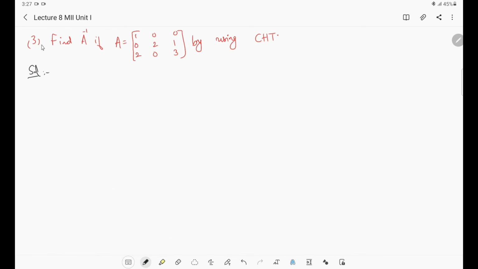What is the given matrix here? 1 0 0 0 2 1 2 0 3, right. So for that, to make use of Cayley-Hamilton theorem, first we need to find the characteristic equation, right. Cayley-Hamilton theorem itself says that every square matrix A satisfies its own characteristic equation. So we need to find what is the characteristic equation, right. We already know the formula for finding the characteristic equation.